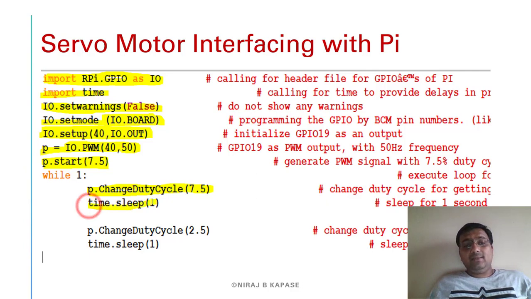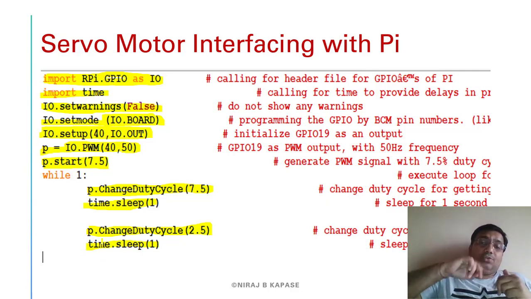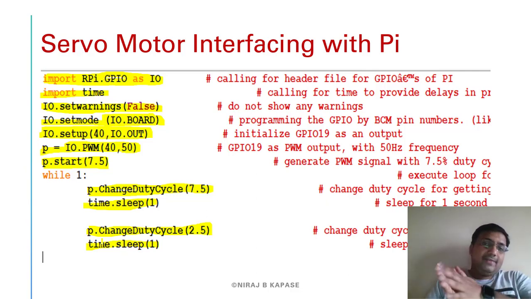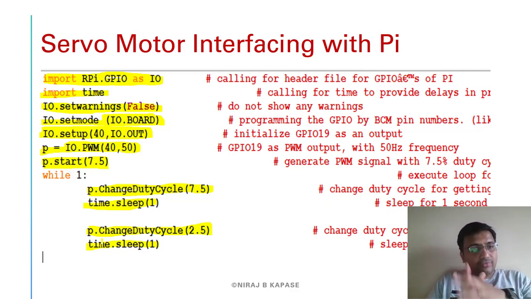time.sleep for 1 second. And again I'm writing p.ChangeDutyCycle(2.5). So there are two angles available for this particular servo motor, and then time.sleep for 1. So every time it rotates 0 to 90, 90 to 0, and so on. Okay, so this is about servo motor interfacing in Python. We write the Python code to interface the servo motor with the Pi.